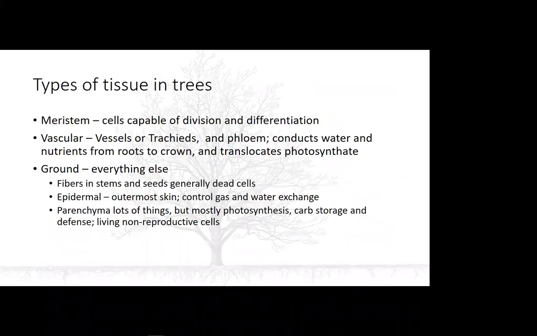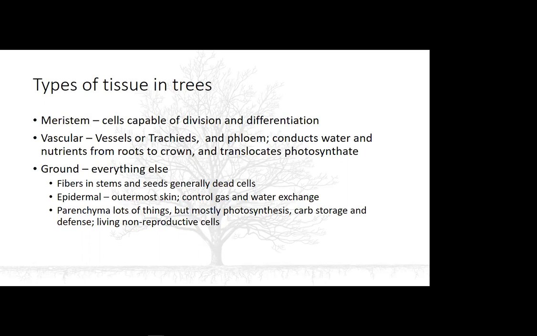In a tree, we have 3 types of tissues. There's meristem. These are the cells, the only cells that are capable of cell division, that is making new cells. And they're also capable of differentiation. So this is where growth occurs, in the meristems of the tree. We have vascular tissue, which would be the vessels in the dicots or tracheids in the conifers. They are what conduct nutrients and water from the roots up to the crown, and phloem, which translocates photosynthate.